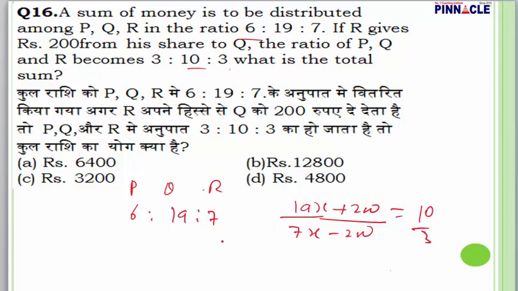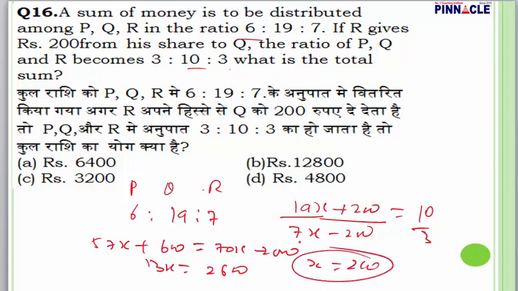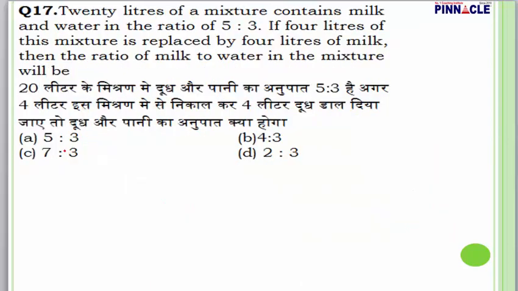Now this should give 57x plus 600 is equal to 70x minus 2000. So 13x would be equal to 2600, x would be equal to 200. Now what is the question? The question is the total sum. Total sum would be 6 plus 19, 25, plus 7, 32. So 32x is equal to 32 into 200, that is 6400, which should be the answer. Answer is A. Next question, question number 17.